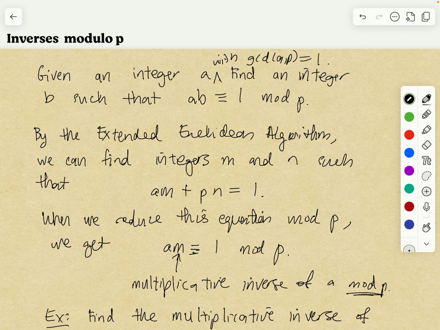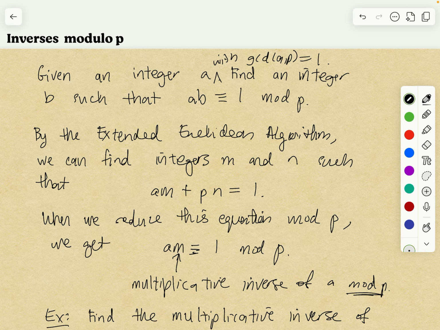But 5 does have an inverse mod 6. So you can do 5 times 5. 5 times 5 is 25. That's congruent to 1 mod 6, because 25 minus 1 is 24, and that's divisible by 6.